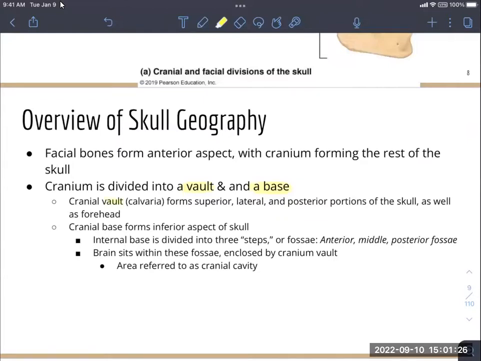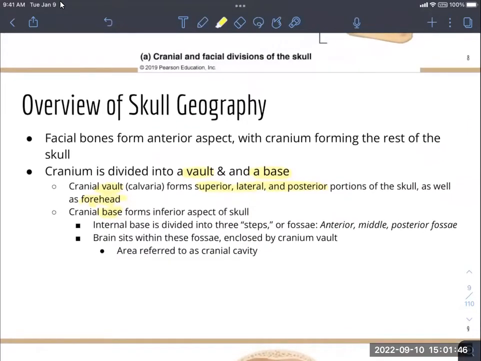The vault is superior, lateral, and posterior. It includes your forehead. The base has some steps in there. When we look at the inside of the skull, we'll see it. There's an anterior, a middle, and a posterior fossa is what they are called. The brain sits within these fossae, and the cranial bones enclose it to keep it safe.